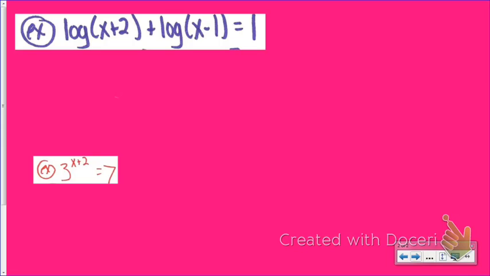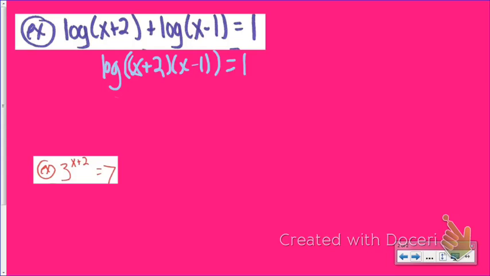So now if we look at our next example, this one we actually might need to use both those strategies. So to start off, I have 2 logs added together, so I'm going to go ahead and condense those into 1 log. So it's going to be the same thing as the log of x plus 2 times x minus 1, and that's going to equal 1.